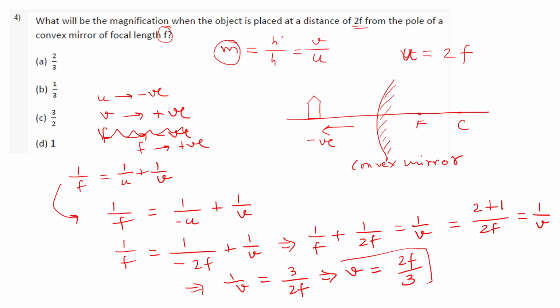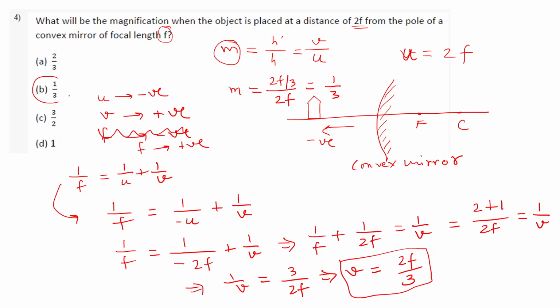So this is the image distance, and to get the magnification, I'll take the ratio of v by u. v is 2f by 3 and u is 2f. So the ratio will give me 1 by 3. That means the image is not magnified, it's actually becoming smaller, and that also 1/3 of the object.